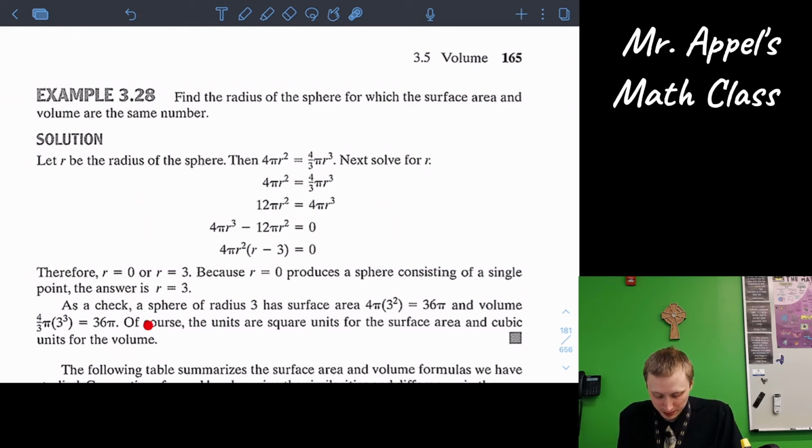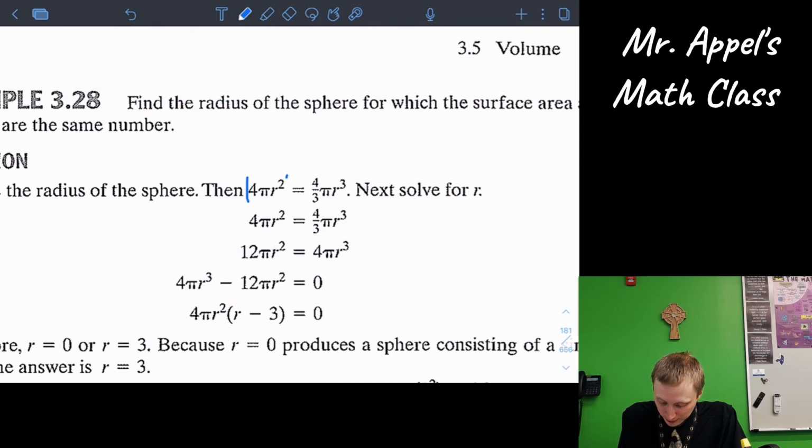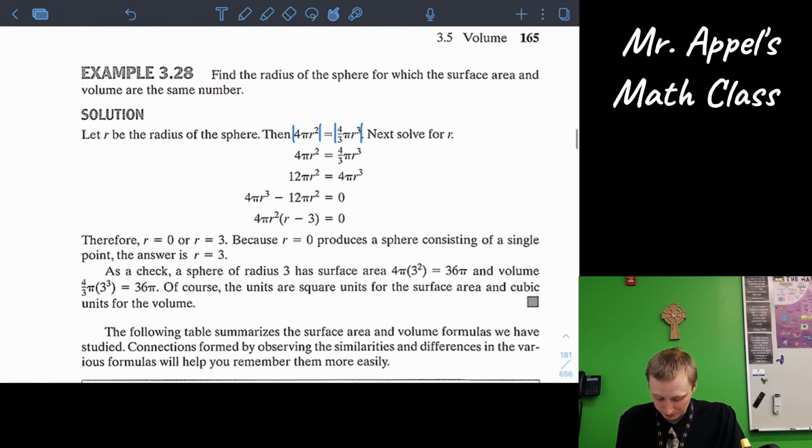As a check, a sphere of radius 3 will have a surface area 4 pi times 3 squared, or 36 pi, and the volume will be 4/3 pi times 3 cubed, which is also 36 pi. Of course, the units are square units for the surface area and cubic units for the volume. So perhaps we ought to have started with some form of absolute value identifier here. Right? Ignore the units.